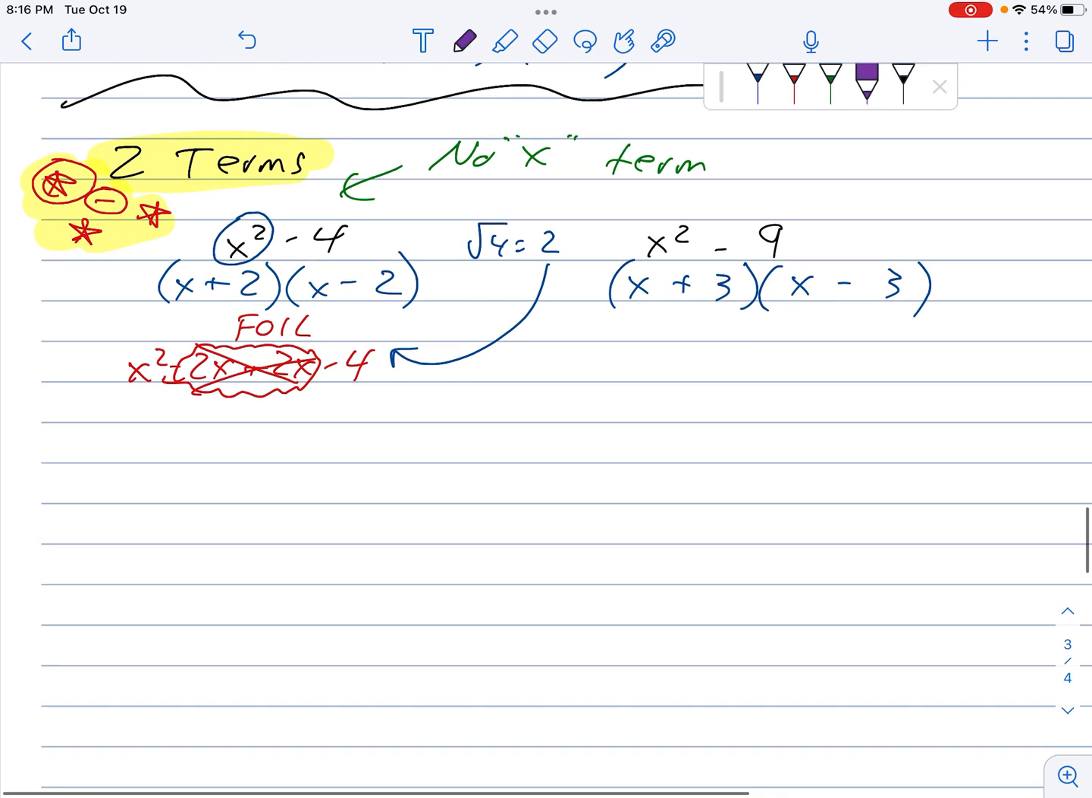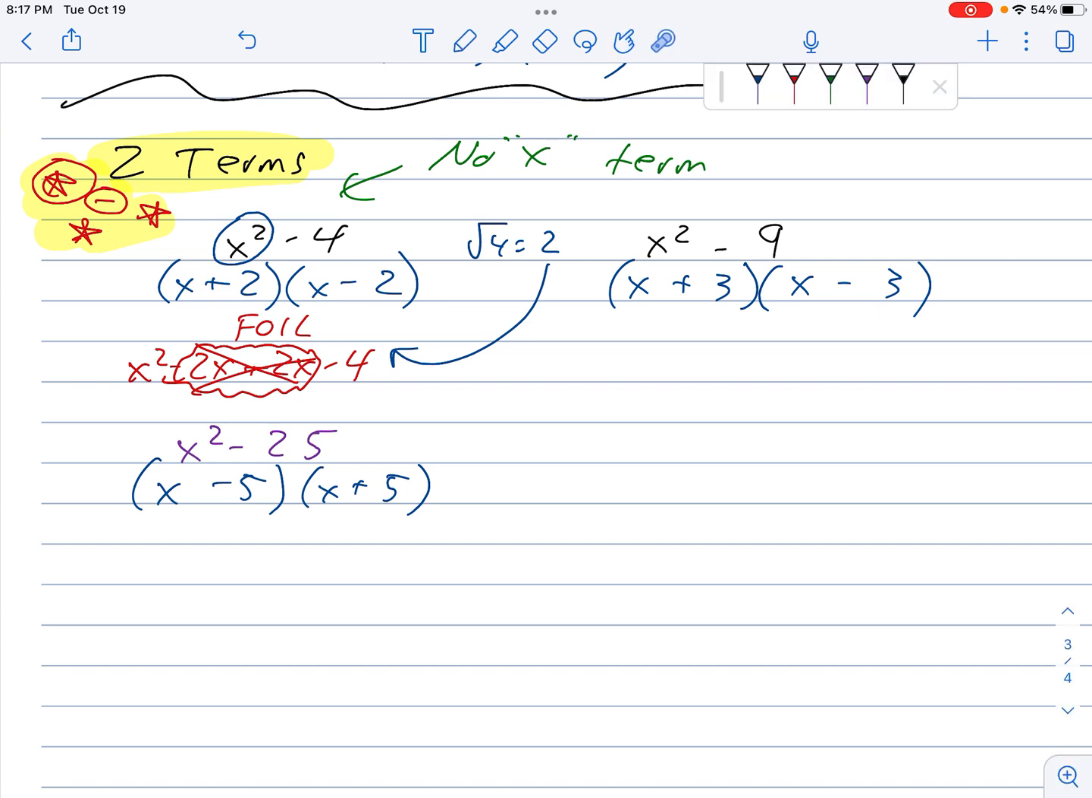I could do something like x squared minus 25. Is it two terms? 1, 2. Is it minus? Yes. x minus 5 and x plus 5. Because what's the square root of 25? 5. One's plus, one's minus. x squared breaks down to x and x. We don't know this yet, but we will.